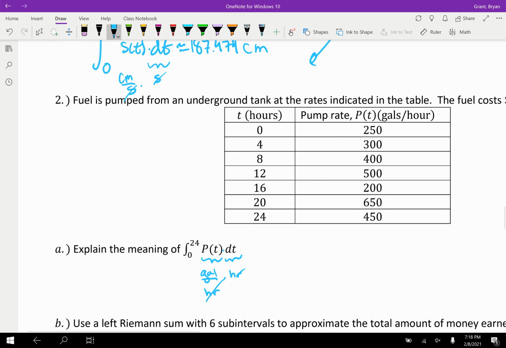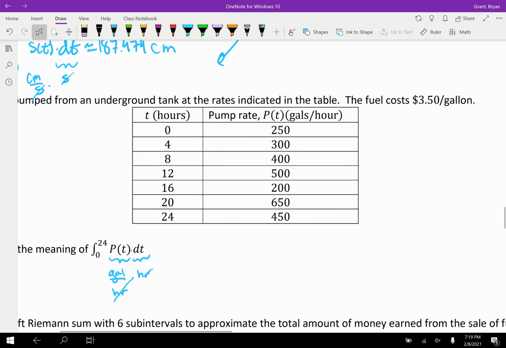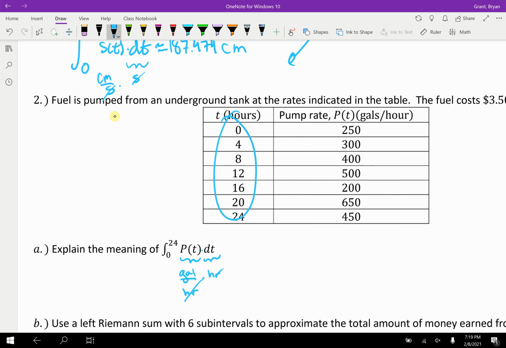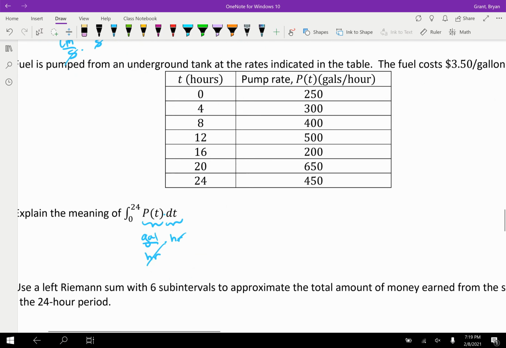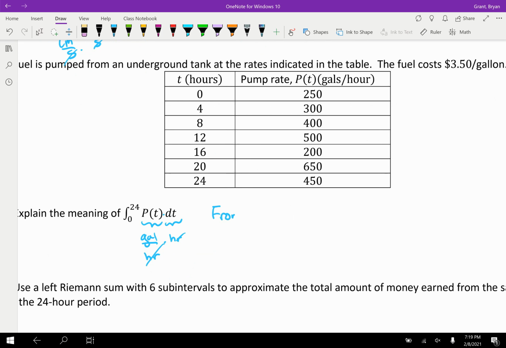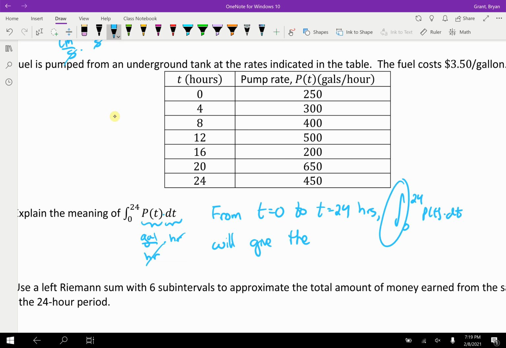So if this is the rate that fuel is pumped from an underground tank, and we're going on for a certain number of hours, then I would say, and I always list the starting and the ending time values, so from t equals 0 to t equals 24 hours, the integral 0 to 24, P of t dt will give the total, because this sums things up, right?